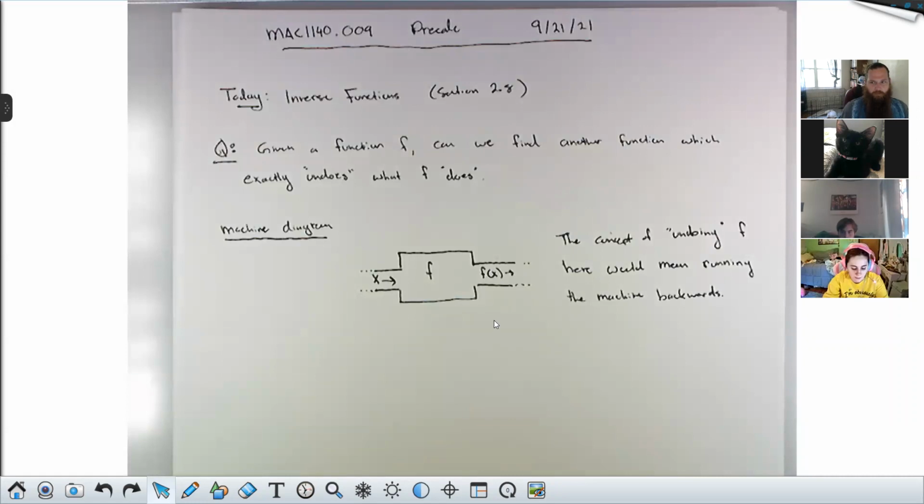Sometimes that works really well. Like the add 3 machine is easy to invert. It becomes the subtract 3 machine, right? You just run the machine backwards. Instead of adding 3 as you run through this way, you subtract 3 as you run through the opposite way.